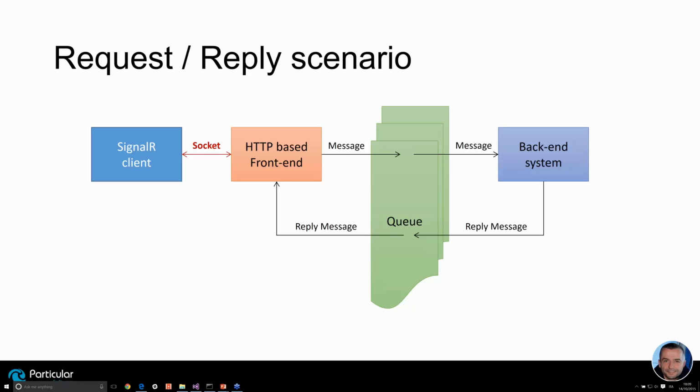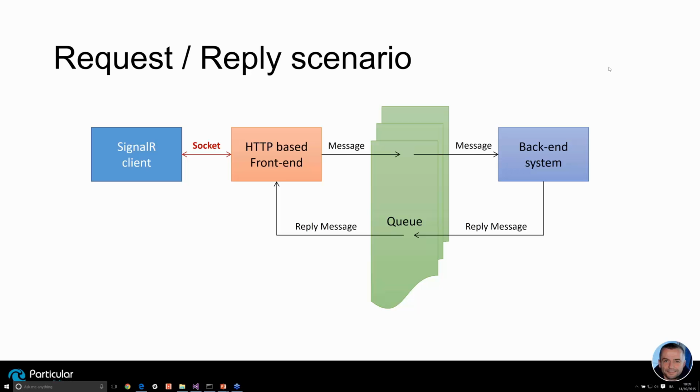The backend will pick up the message from the queue and do a bus reply back to the queue, and that will end up on the front end server, and again using SignalR that reply will arrive at the client. I think there's a couple of issues that Mauro is going to talk about now.